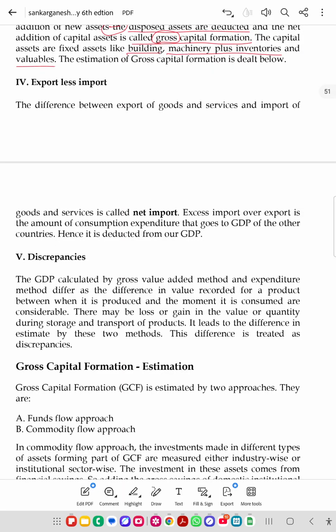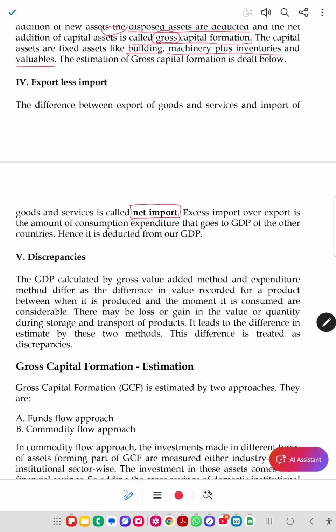Next part is export less import. The difference between export of goods and services and import of goods and services is called net import. That is an important concept. Such concepts are asked in the UPSC prelims in conceptual MCQ based questions. Excess import over export is the amount of consumption expenditure that goes to the GDP of the other country, hence it is deducted from GDP.